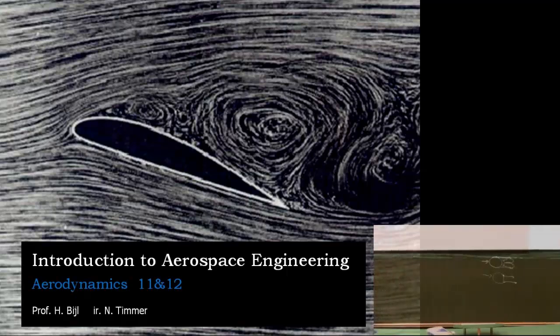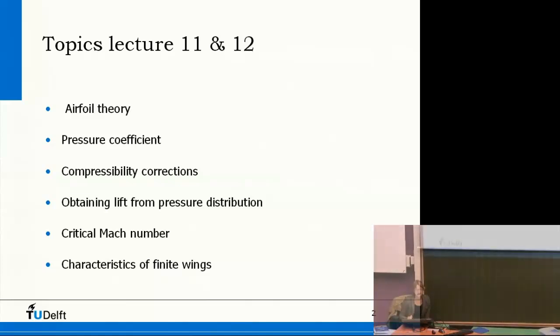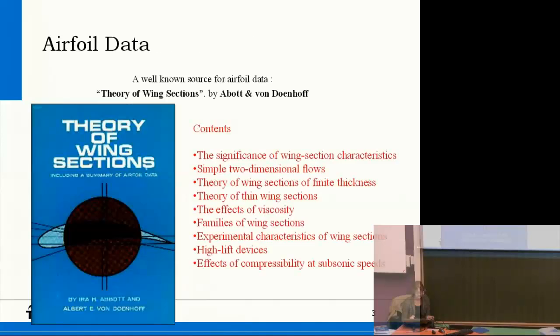Okay, let's continue now with chapter 5. So we now move to the airfoils, the wings, and that's this lecture and Monday. And then the aerodynamics is done and you move to flight mechanics. So the beginning of chapter 5 is concerning airfoil theory. So what's happening around an airfoil, the pressure coefficients, how to correct for compressibility, how you obtain lift from the pressure distribution, critical Mach number, and we'll see if we get to the characteristics of finite wings.